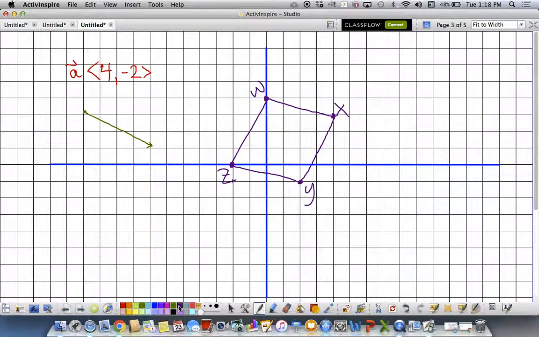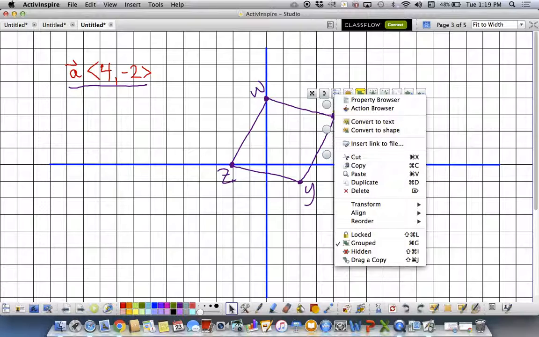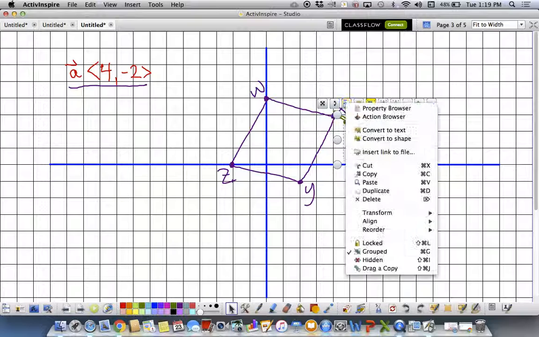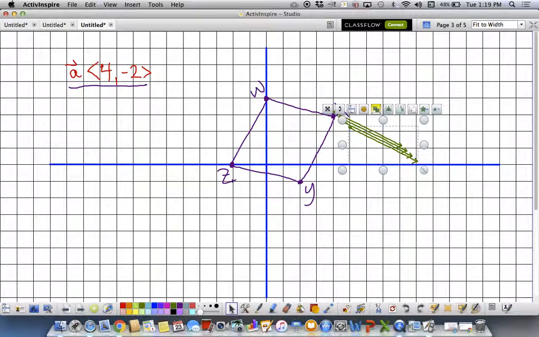We're going to take this polygon, W, X, Y, Z, and translate it by the vector A. Well, we put the vector on a point, and then you move the point to where the arrow is. That's what we're going to do. So I'm going to duplicate it, and duplicate it again, and again. So I have 4, so all 4 coordinates are going to be translated.